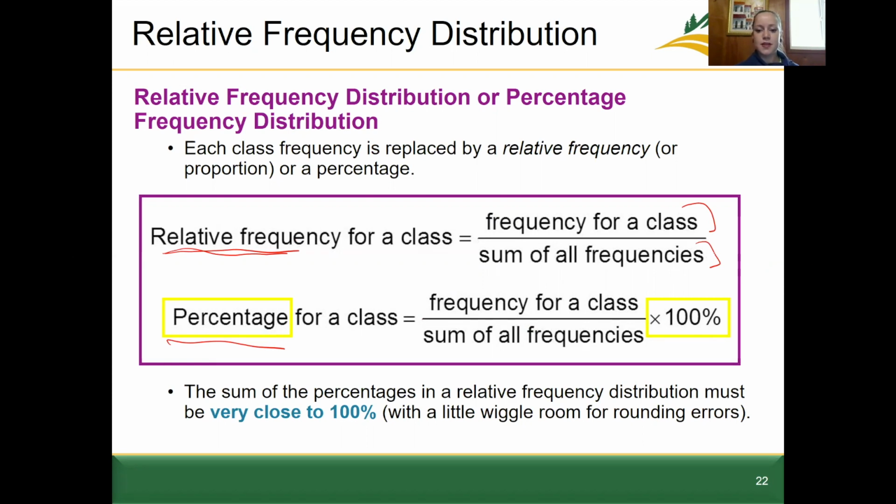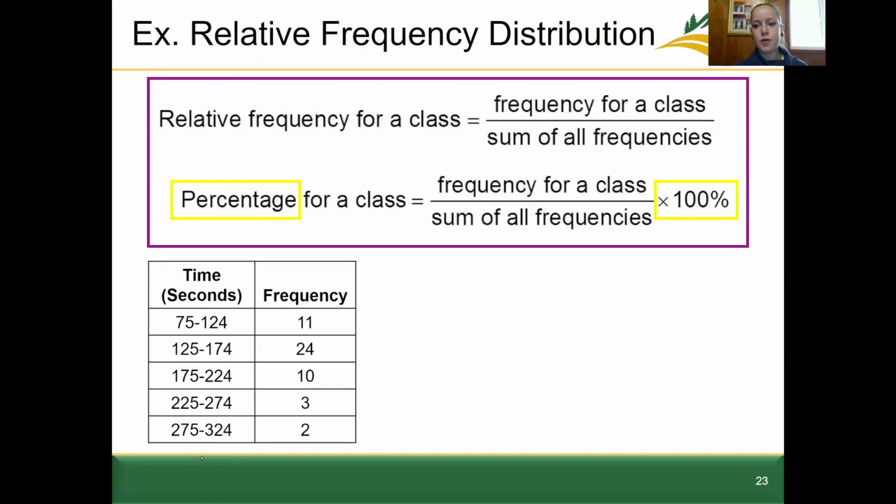We'll do an example. For the percentage for a class, we have the same thing, the frequency for a class divided by the sum of all frequencies times 100 to get the value into a percentage. Okay, the sum of the percentages in a relative frequency distribution must be very close to 100%, like we talked about previously, and there can be some wiggle room for rounding errors. Okay, so let's do this example. One thing we'll need is a frequency for a class and the sum of all the frequencies. So if you add these up, you should get 50.